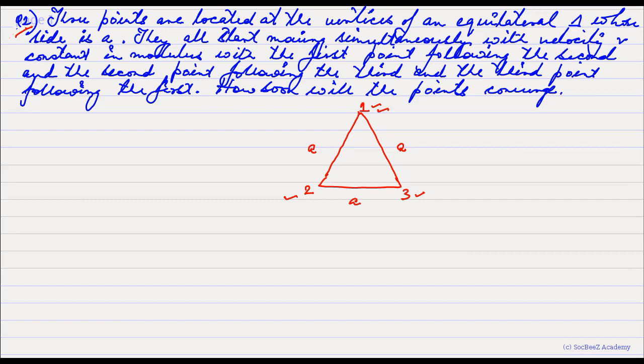The expected path is going to be something like this. The first point is going to move in this path, the second point is going to move in this path, and the third point is going to move in this path. They are going to move in nearly the same sense. The paths are going to be different, but the basis on which they move is going to be the same. So the expected curve is going to be similar, and they are going to intersect at the centroid of the equilateral triangle.